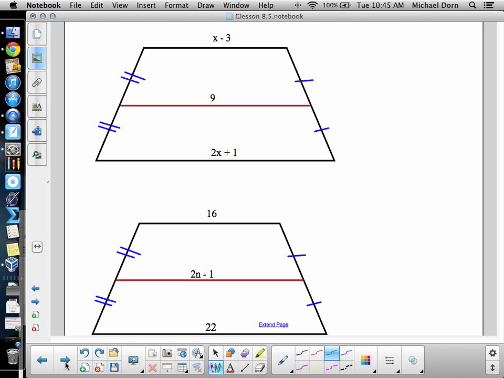And this is a little trickier than what we've had to do in the past. So you have to use our formula now. It's this plus this divided by 2 equals that. So I have to do 2x plus 1 plus x minus 3 divided by 2 equals 9. We haven't had to do a lot of equations that are that complex. Pretty much most of our equations this year have been set them equal to each other or add them up and set them equal to 180. This is different. Now I've got a formula. Base 1 plus base 2 divided by 2 is the midsegment.